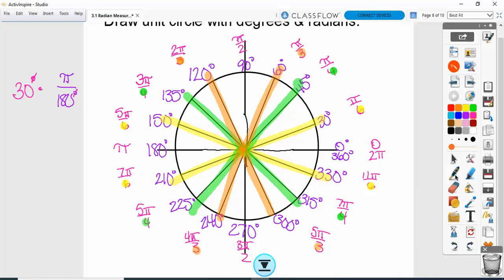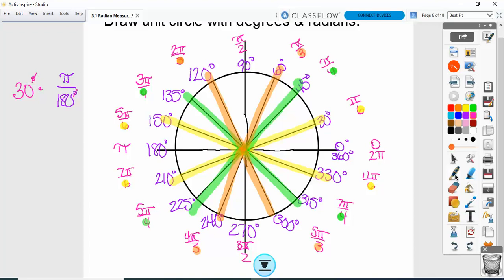There's also some other patterns. If you look in the first quadrant, what's the numerator on all of those? Just a pi, so 1 pi. Okay, let's look in the second quadrant. We had 5 over 6, 3 over 4, 2 over 3. If I know the bottom, how can I get the top? It's 1 smaller. 6 minus 1 is 5. 4 minus 1 is 3. 3 minus 1 is 2.